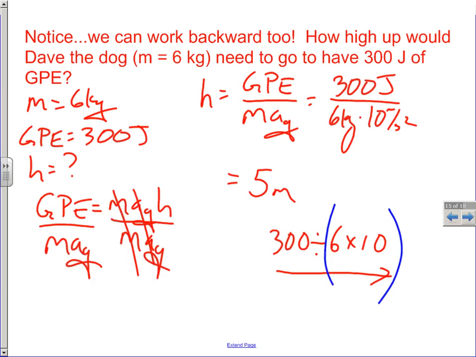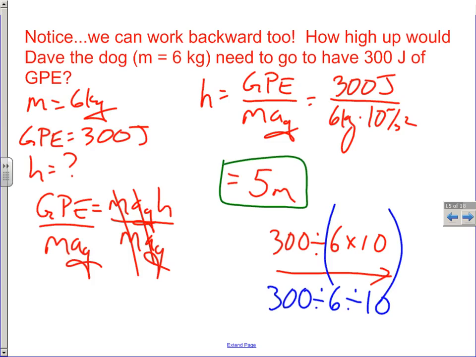This is what we want. So either multiply the bottom and then divide it, or use parentheses. Or to be honest, what I always do is this. And that works too. All right. Anyway, there you go. 5 meters is your height.